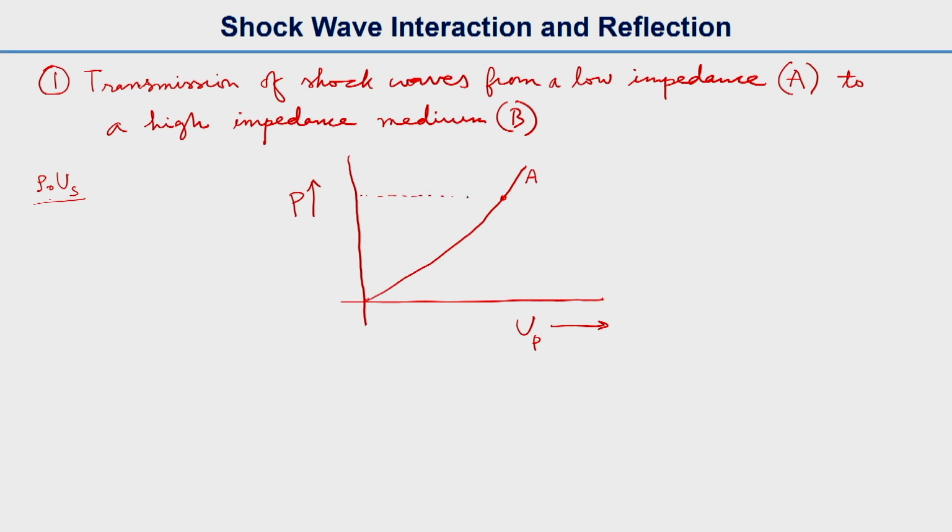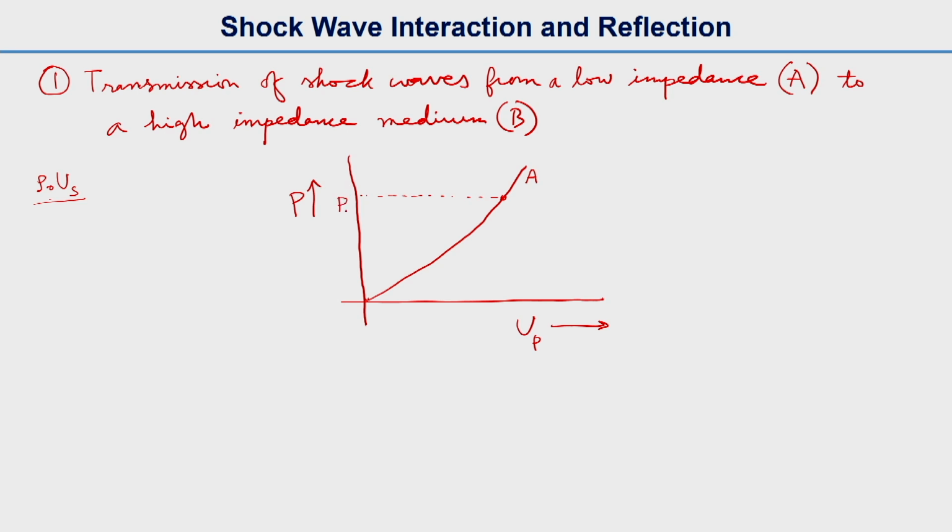So if you have a pressure P1, the shock impedance of this material A will be the slope of this dotted line, that is, the slope will be rho naught US, the shock impedance of material A. If you draw the curve for the higher impedance medium, it will look like this. This is the high impedance medium with a higher slope, that is, a higher shock impedance.